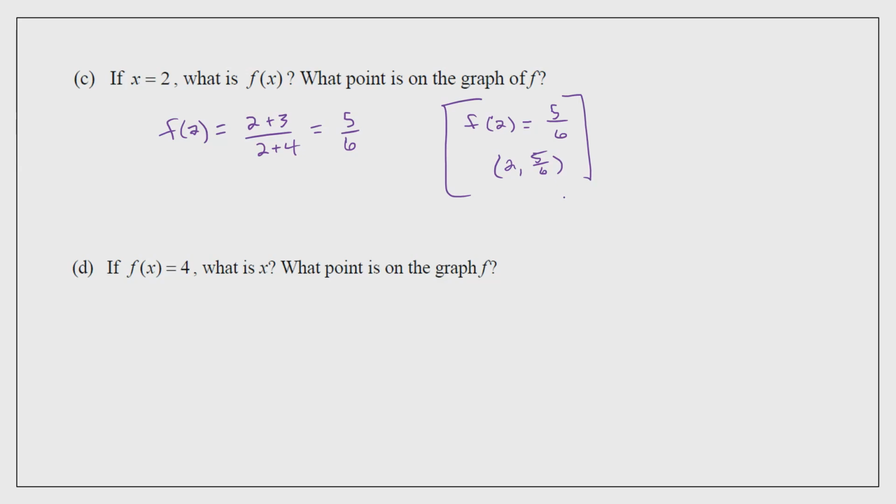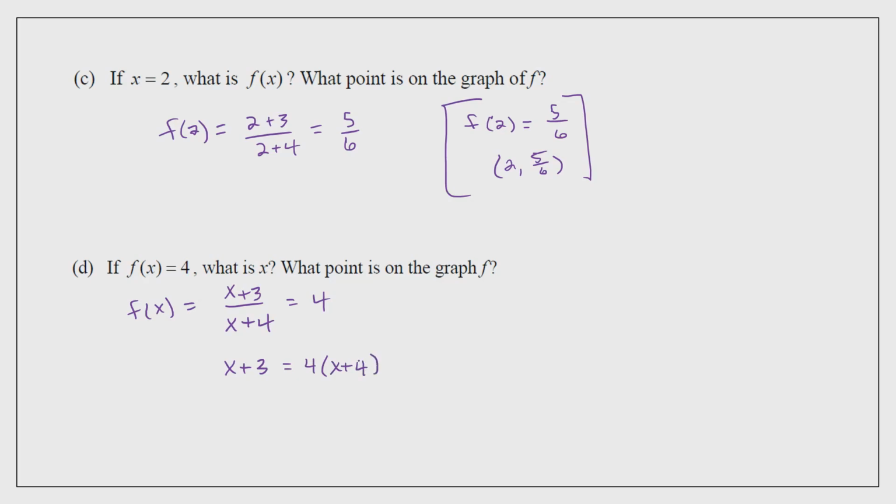Okay? Now D, if f of x equals 4, what is x? What point is on the graph of f? So now in this case, f of x equals 4, versus in C, it gave us x. So now we're going to set the function equal to 4 and we're now going to solve for x. So (x plus 3) divided by (x plus 4) equals 4. Now we want to solve for x. So we're going to multiply both sides by x plus 4, which will eliminate the x plus 4 in the denominator on the left-hand side.